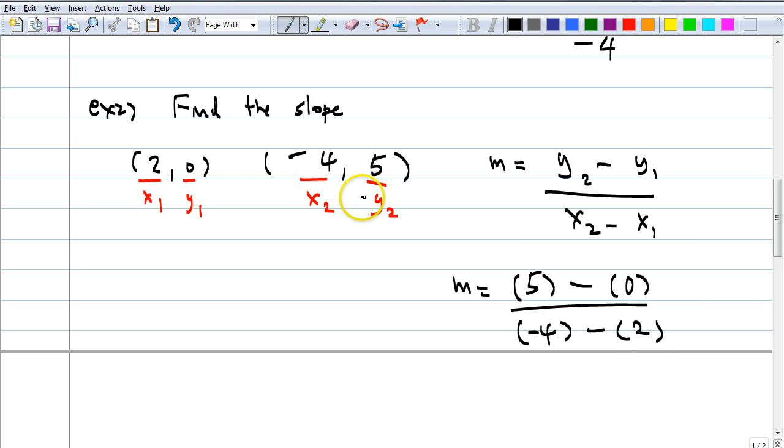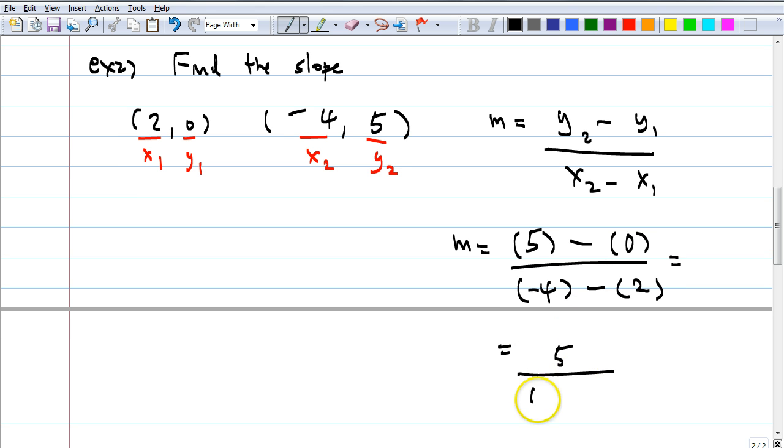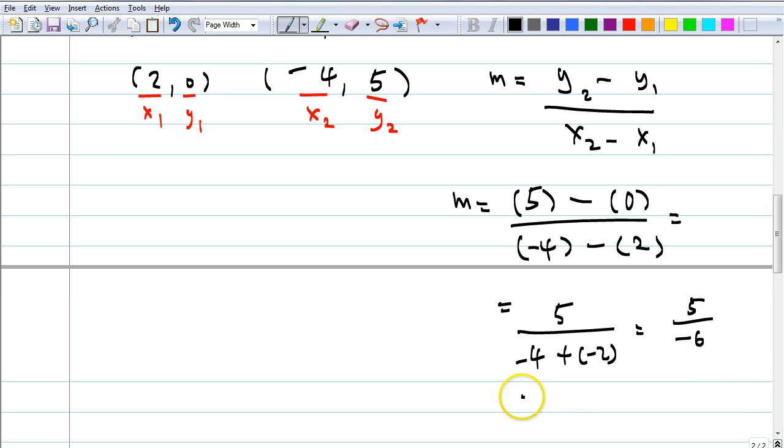Wait, how do you get 0? Because this is my y sub 1. Look at my y sub 1. 0. So what's 5 minus 0, guys? 5. And what about negative 4? 2 plus negative 2? So be careful. That's why you have to make it into addition. 5 over negative 6. So what's your slope for this one? Negative 5 over 6.